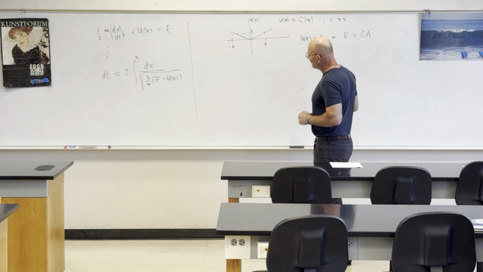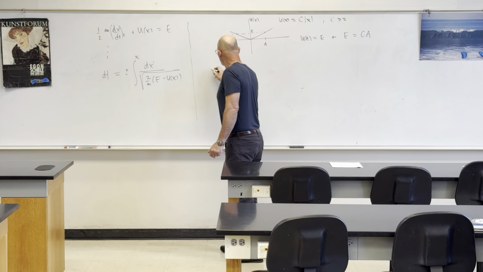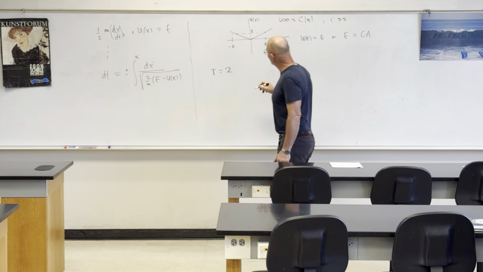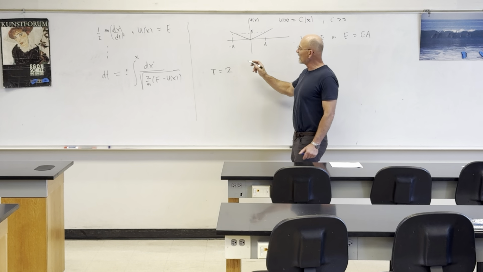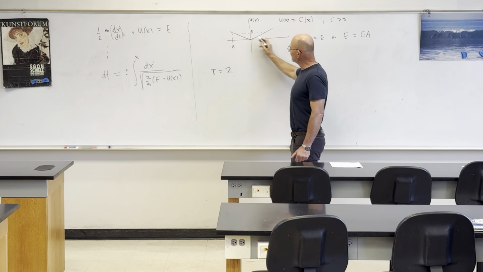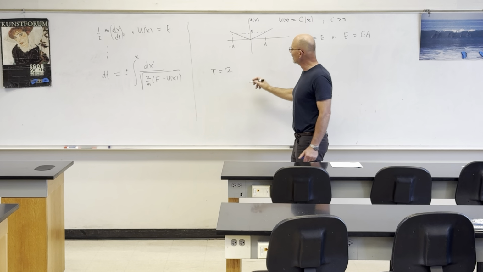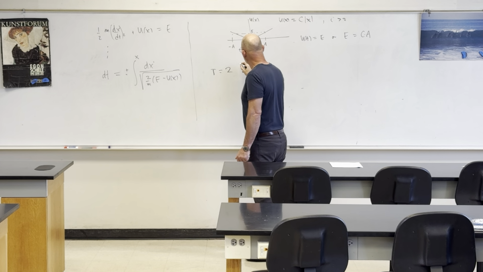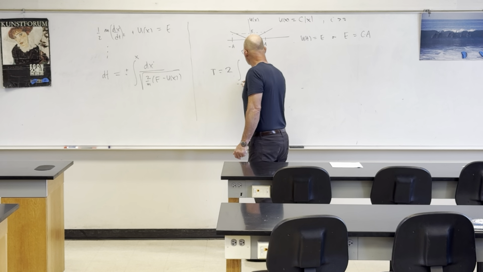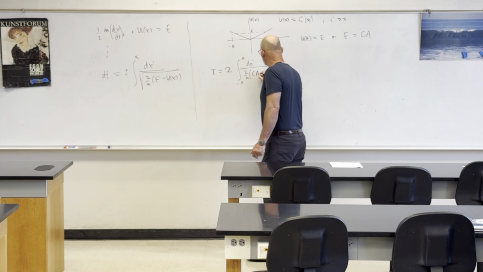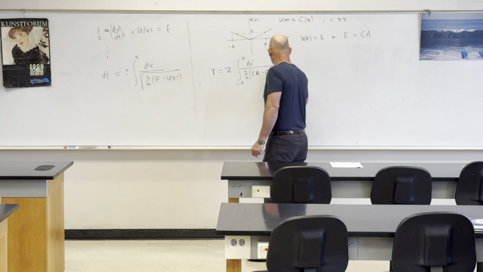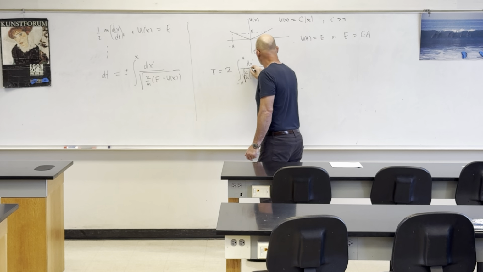So in this case, the period of oscillation is 2 times the time it takes to go from negative a to a. Okay? Because in an oscillation, you go negative a to positive a and back again to negative a, a complete oscillation. So for that, we have 2 times the integral from negative a to a of dx prime, square root of 2 over m, and at this point, I know that I have c times a minus c times x.